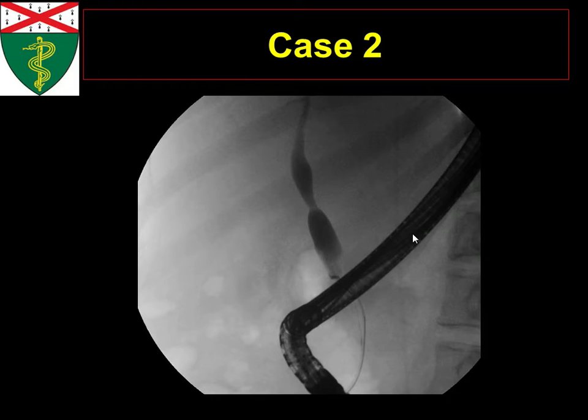Please, come. Thank you. So it looks like an ERCP. I agree. Okay, so what have we done? Cannulation of the bile duct. Okay, and what do you see? It looks like a stenosis, probably distally as well as some proximal stenosis.